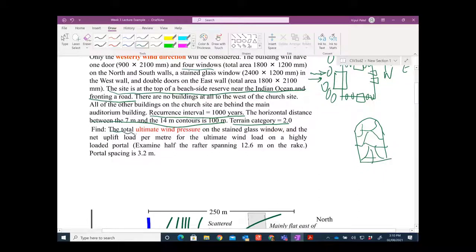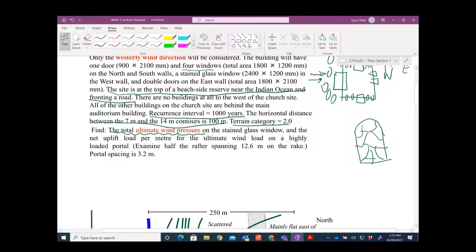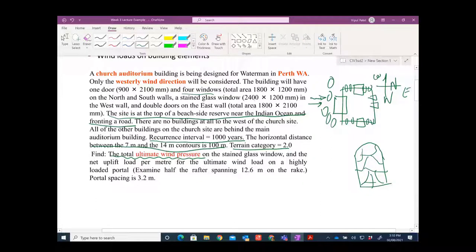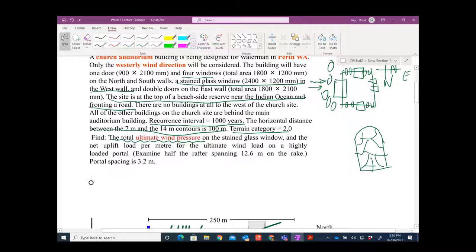What do we need to find? We need to find the wind pressures on the stained glass windows. We need to find how much pressure is coming on that glass window. Remember, the stained glass window is sitting on the west side. So the wind is coming from the west, and the wind is hitting that window. So we need to find how much pressure is created on that window.